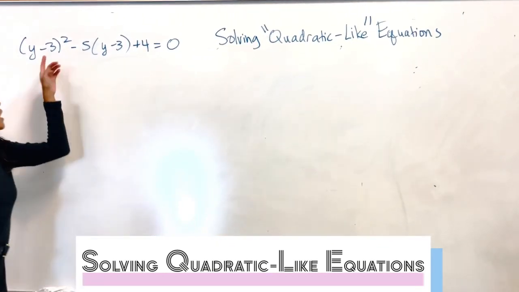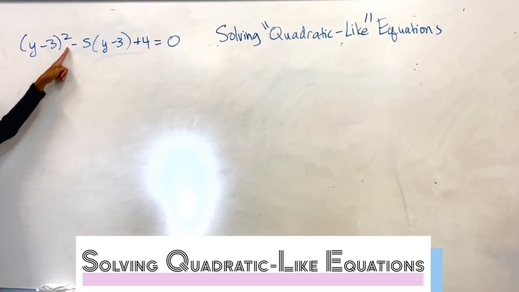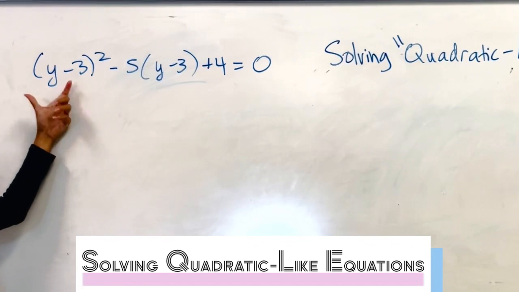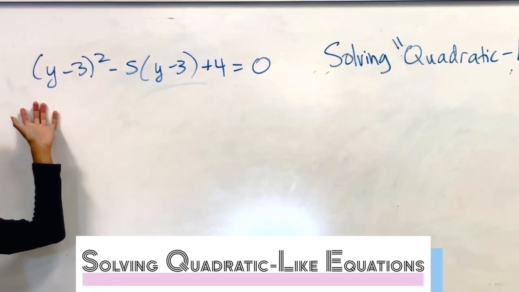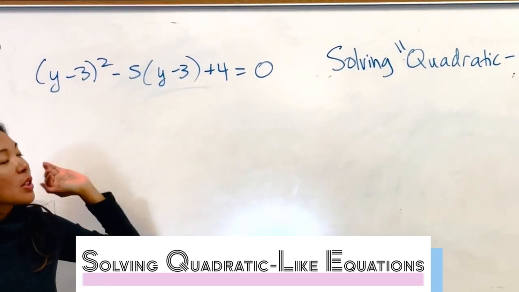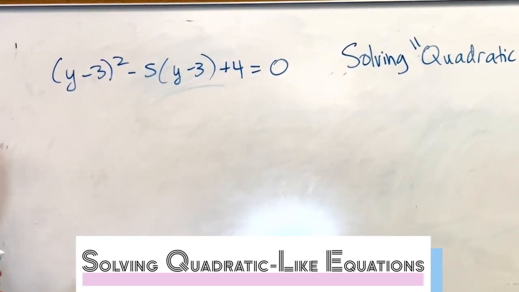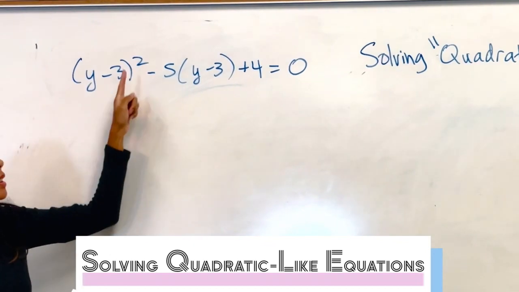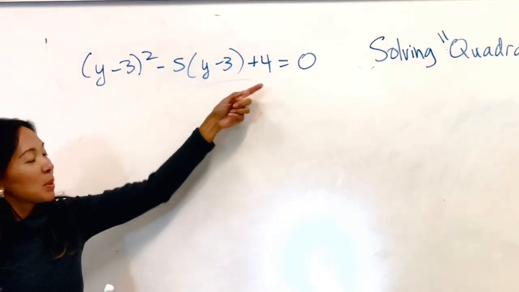As you notice, I see the highest exponent is 2, right? But it has something funky going on here. It's not just a y squared, it's a y minus 3 squared, and a y minus 3 here. So when we see this, I see something squared minus 5 times something plus 4.